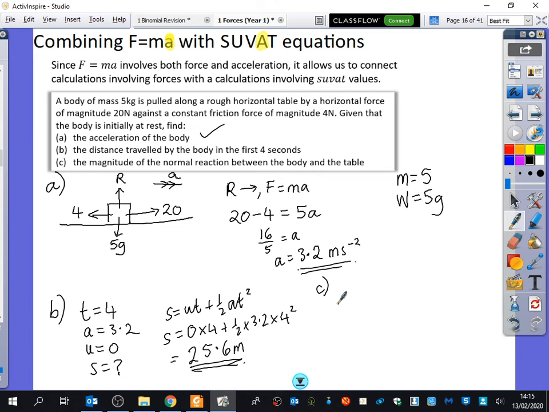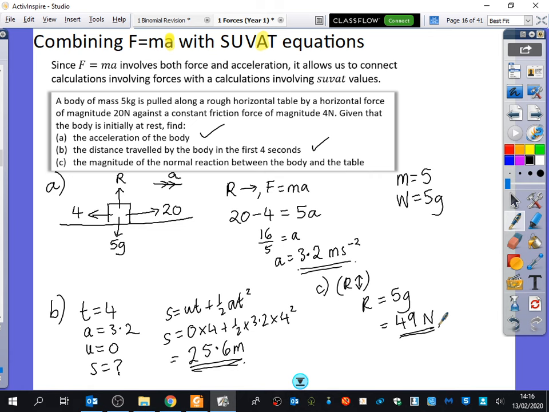The magnitude of the normal reaction between the body and the table. I didn't even realize that was part C of the question. We've already done that, haven't we? I asked Ibtiaz about that at the beginning. The normal reaction, when we resolve in the up and down direction, there's no resultant force there because it's not moving up or down. It's at rest in that direction. So we just get R equals 5g. If you want to put that as a number, why not? You don't have to. So R is 49 newtons, okay?